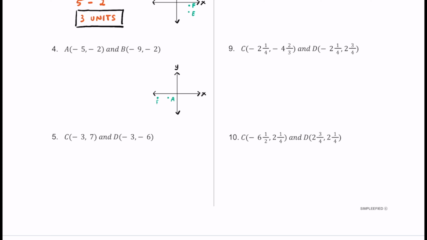Okay, so notice that they're in the same quadrant. So let's go ahead and see if that makes sense. We have this -2 and -2. They have matching y values. Okay, so that means that they're going to be horizontal from each other, or left and right from each other.